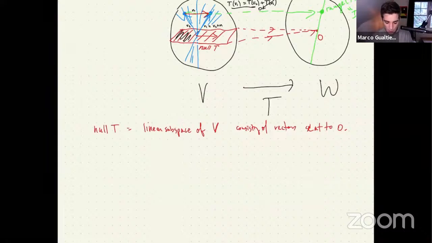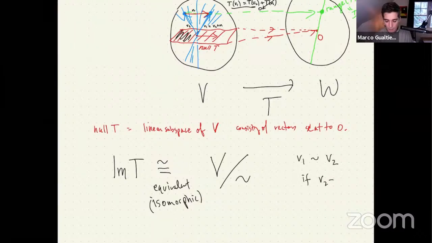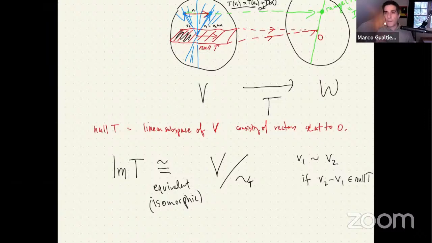So in other words, the image of T is equivalent to, or what we call isomorphic to, the equivalence classes where V1 is considered to be equivalent to V2 if V2 minus V1 is in the null space. So this I'll call an equivalence class defined using T.